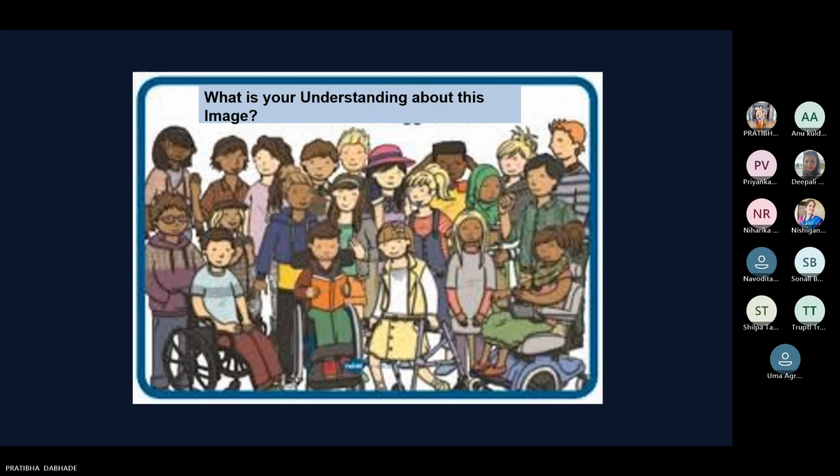Inclusive education, special education, diversity is also there. Very good. Diversities of the student. Anything else? Inclusive education. Very nice. Okay. So, can anyone tell me what is the difference between the integrated or the special education and inclusive education?